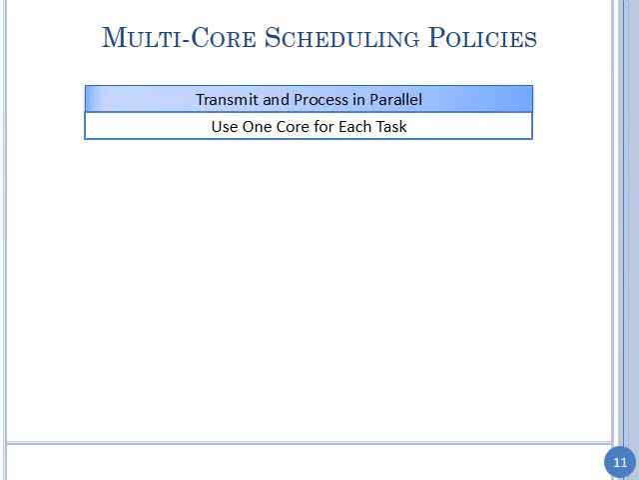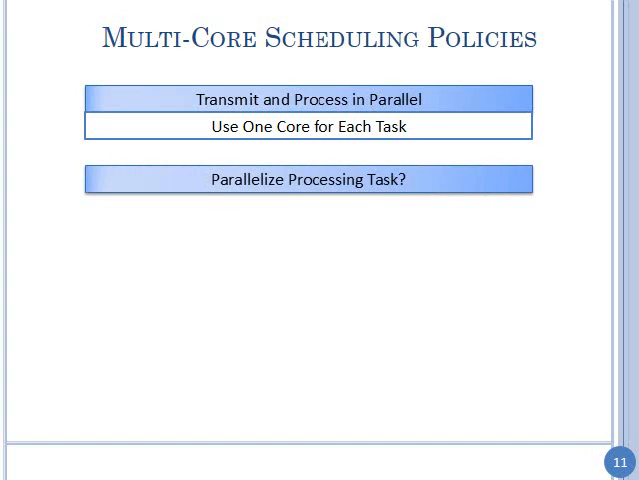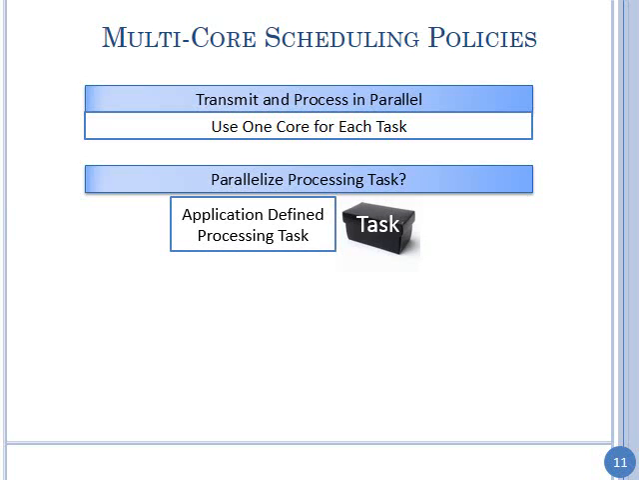So if we have a multi-core system, let's see which ways we can schedule these tasks. We can use a parallel policy in which the processing and transmission are done on different cores, using one core for each. Well, could we parallelize the processing task? In general, the processing task is defined by the application. It's sort of a black box, so it's not really possible to parallelize it explicitly by any external framework. So we don't consider schemes in which the processing task is parallelized.